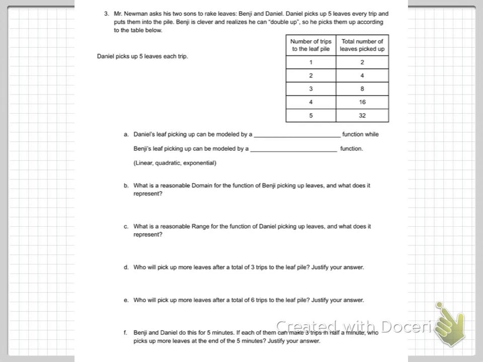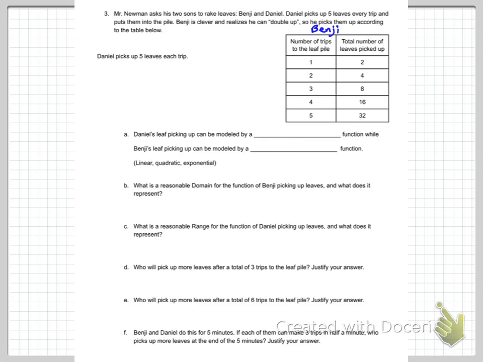For the last problem here, this is the big one. Mr. Newman asks his 2 sons to rake leaves, Benji and Daniel. Daniel picks up 5 leaves every trip and puts them into the pile. Benji's clever and realizes he can double up, so each time he picks up according to this table here. And I didn't label the table Benji, but it was labeled in the explanation, so you can write Benji up there up top. The first thing I would do is I would write these both in the same format.